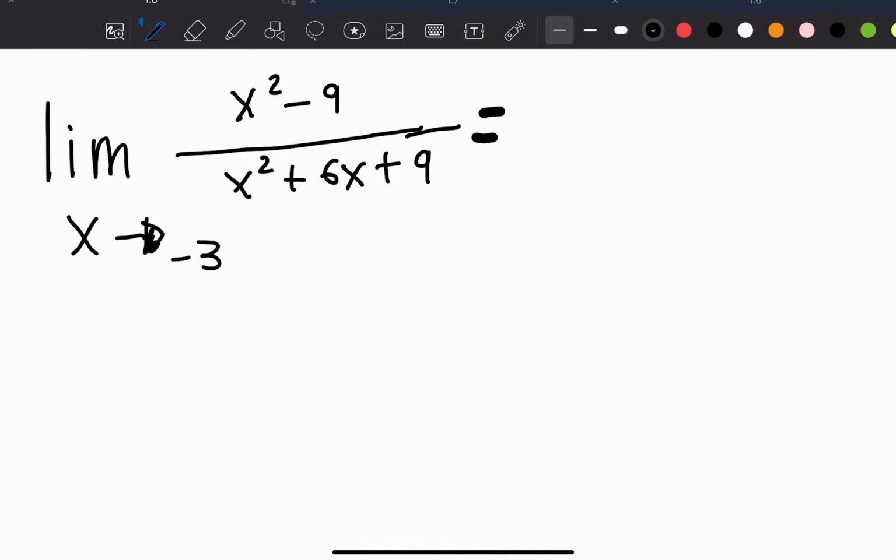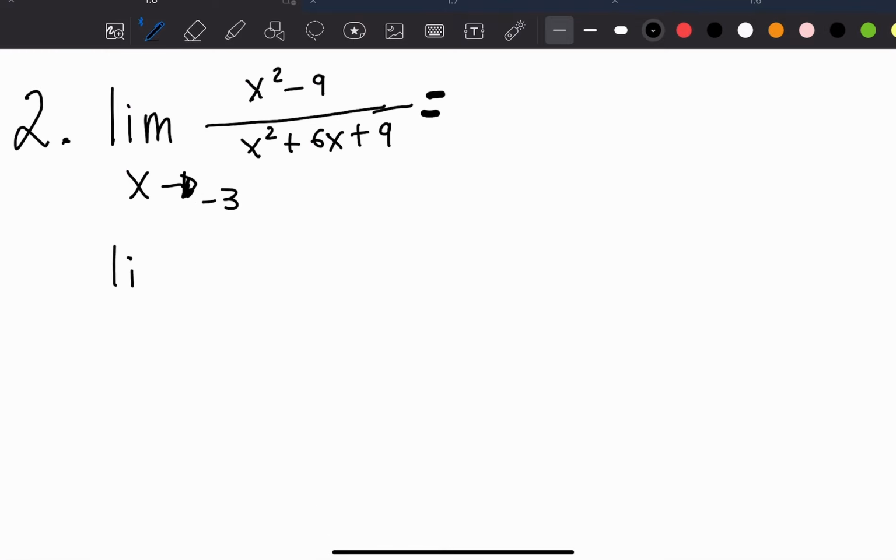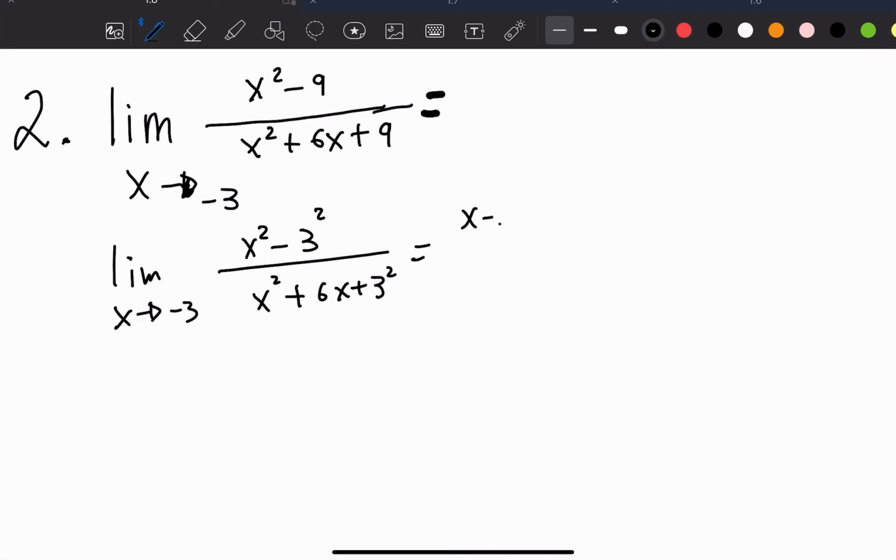Yeah, actually in the numerator I have a difference of squares again. So I can rewrite this as the limit as x approaches negative 3 of x squared minus 3 squared over x squared plus 6x plus 9. I will write this as 3 squared again too. In the numerator, the factorization that I can apply is the difference of squares, which is x minus 3 times x plus 3.